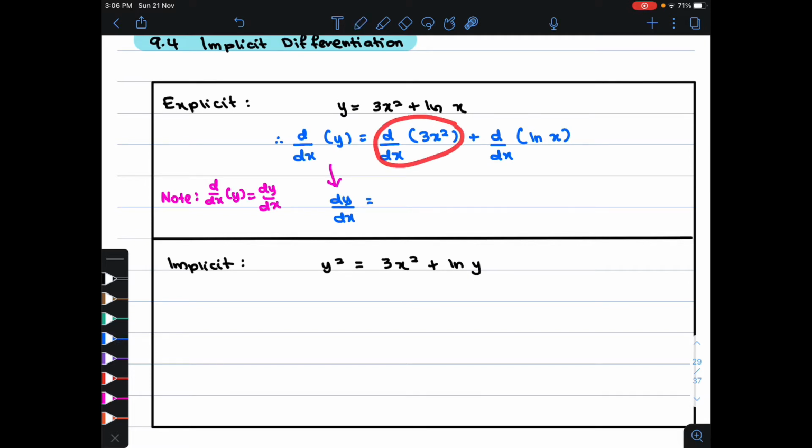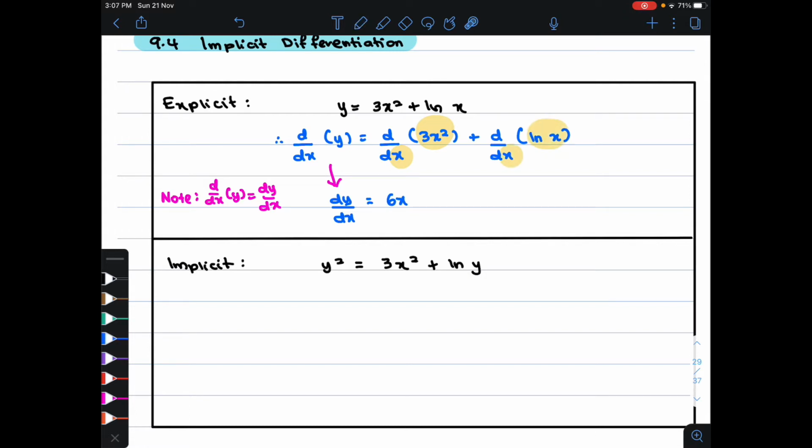Here we have d over dx 3x squared. So this means that we need to differentiate 3x squared with respect to x, which can be done since we have x here and we need to differentiate with respect to x. Since they are the same unknown, which is x, you can differentiate 3x squared and the answer is just 6x.